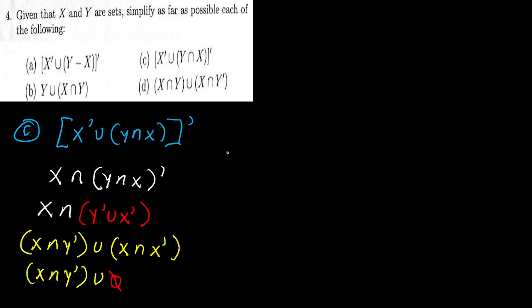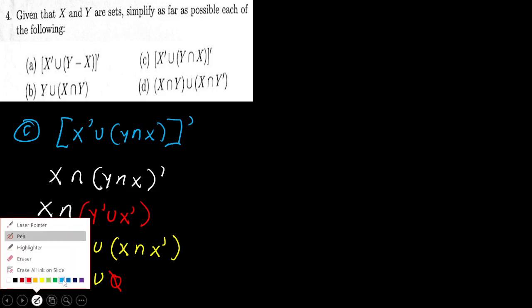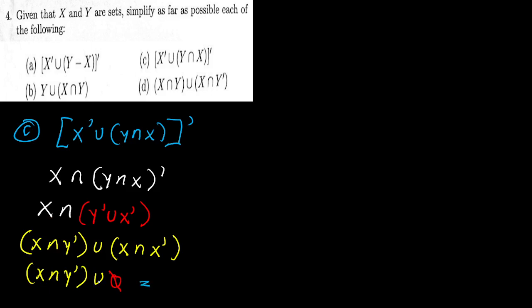According to the algebraic laws of sets, if you are uniting a given set with an empty set, the answer is just that given set. So here our answer will just be x intersection y complement. This is our final answer. Some people might write this as x minus y. This is also an answer. So this is the answer, and that is also the answer.